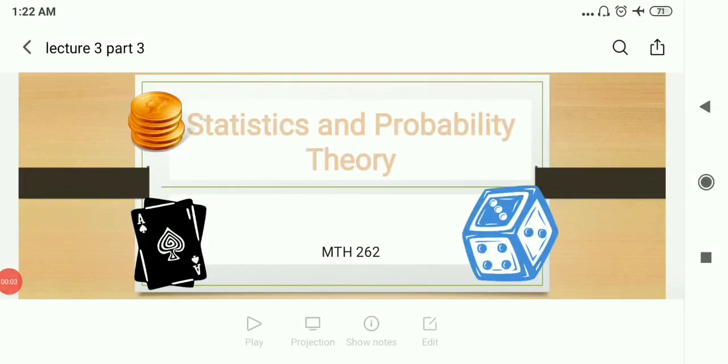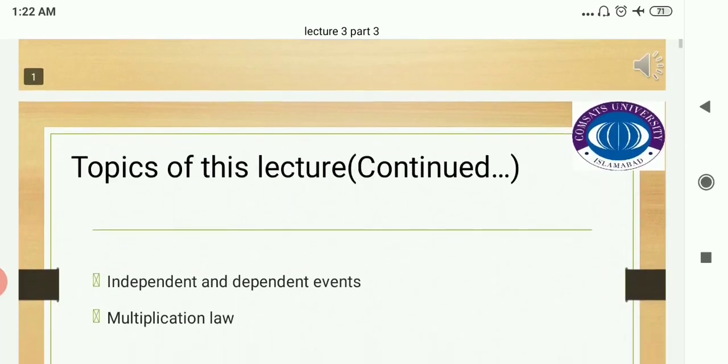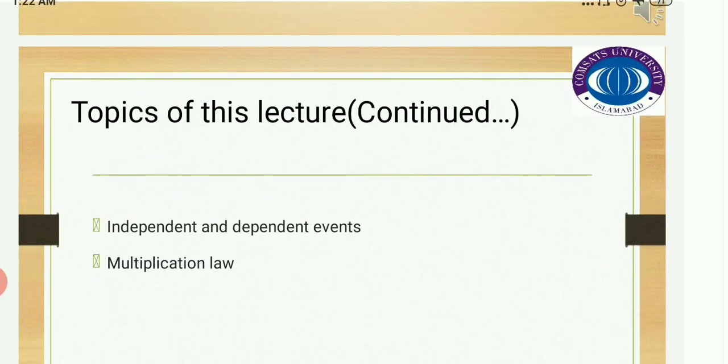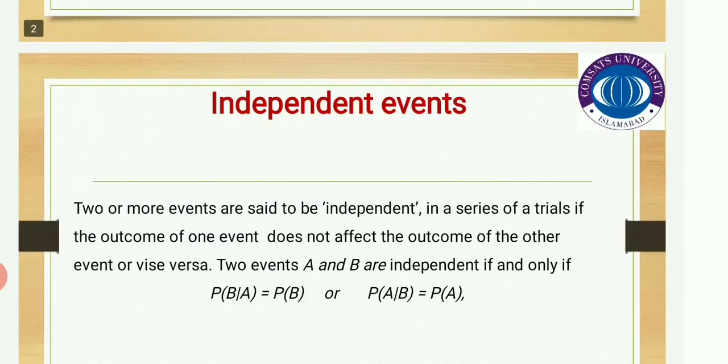In the third part of this lecture, we are going to learn about independent and dependent events and the multiplication law. Independent events: two or more events are said to be independent in a series of trials if the outcome of one event does not affect the outcome of the other event.